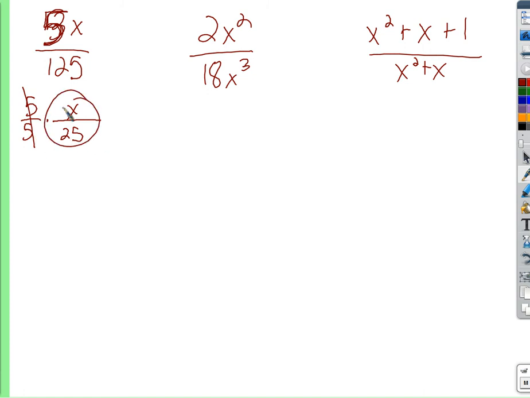Here, let's start with 2. I want to cancel 2. So if I can cancel 2, it means I can write it as 2 divided by 2 times some other fraction that gives me the original. Okay, so what do I have to put here so that 2 times this is 2x squared?